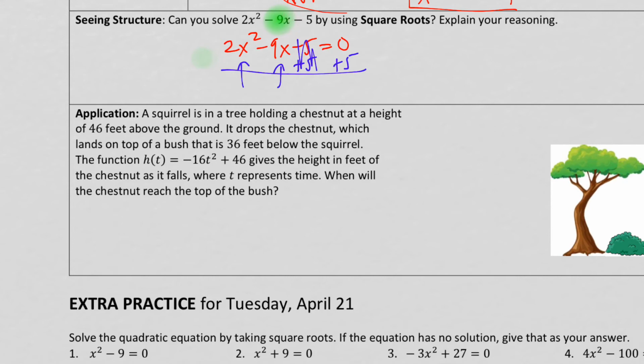So when you take square roots, you really want to have an x squared isolated, and you don't want to have an x term by itself like this. This will really hinder this technique. So beware of that structural piece when you solve by taking square roots. You do not want an x term by itself.